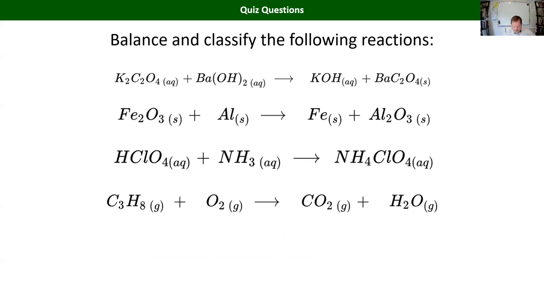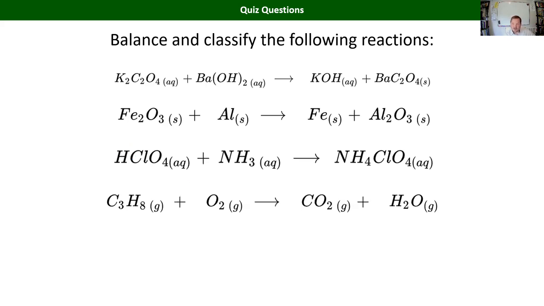Okay, let's look at this last one. As far as balancing, do we need to do anything to balance this acid-base reaction? No, we start with one perchlorate on the left and we have one perchlorate on the right. We have one nitrogen on the left, one nitrogen on the right. All we did was move one H plus over there, right? So we have four hydrogens total on the left, and we still have four hydrogens total on the right.